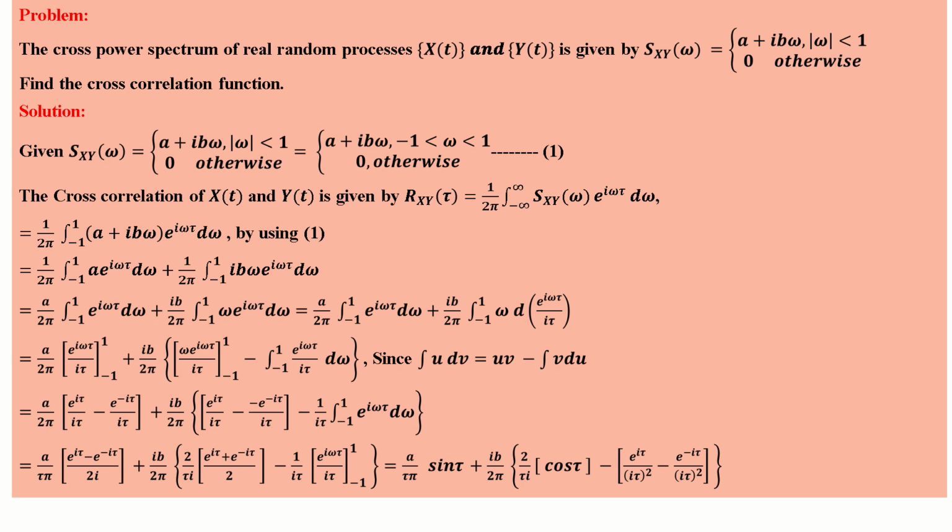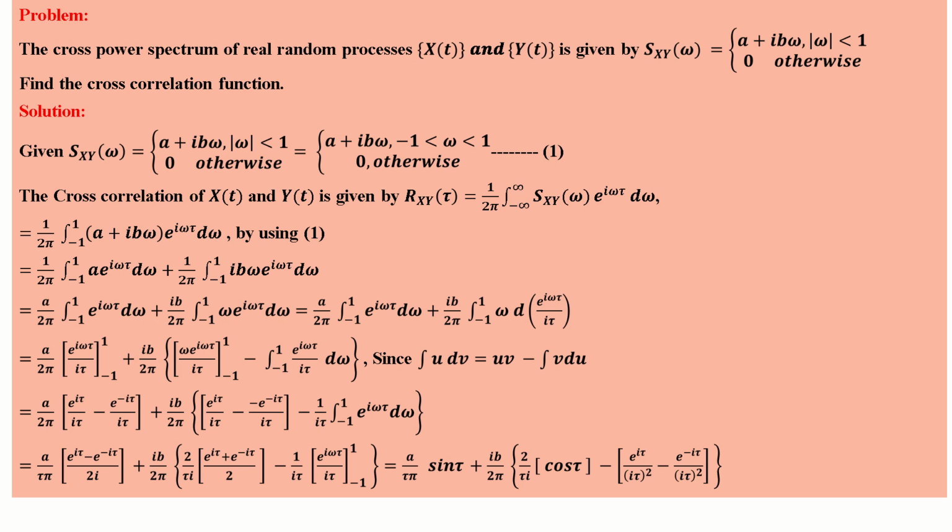So a/(τπ) times sin τ. We know sin τ = (e^(iτ) − e^(−iτ))/2i, that is sin in terms of exponential function, plus ib/2π. This is cos in terms of exponential: cos τ = (e^(iτ) + e^(−iτ))/2, minus, applying the upper limit again, e^(iτ)/(iτ) minus the lower limit e^(−iτ)/(iτ)², because iτ times iτ is in the denominator, so (iτ)².